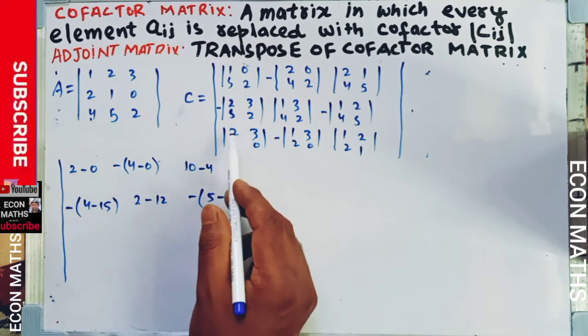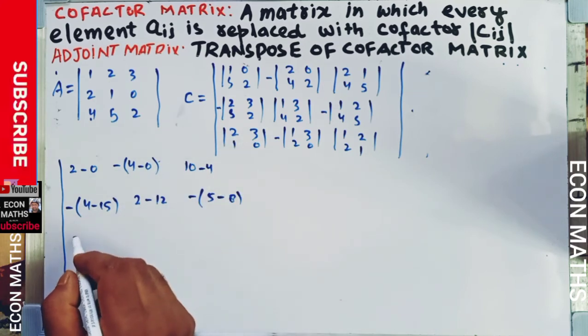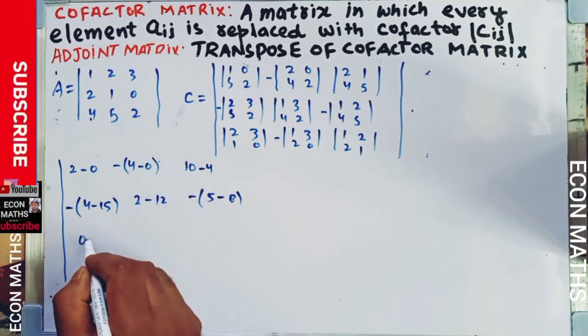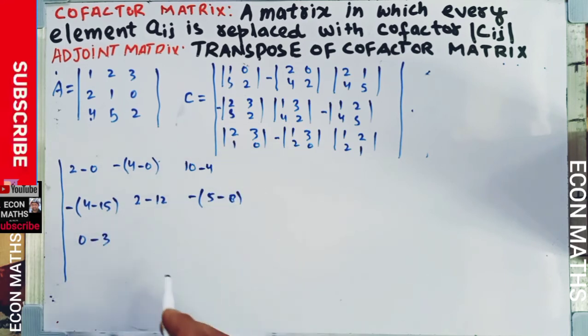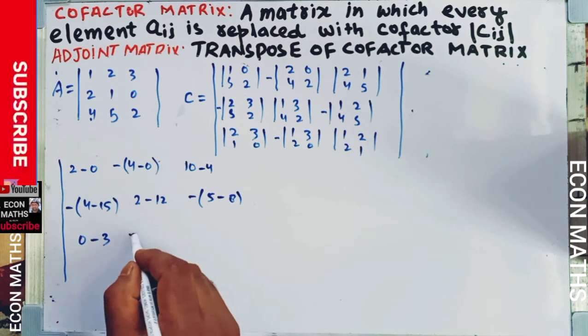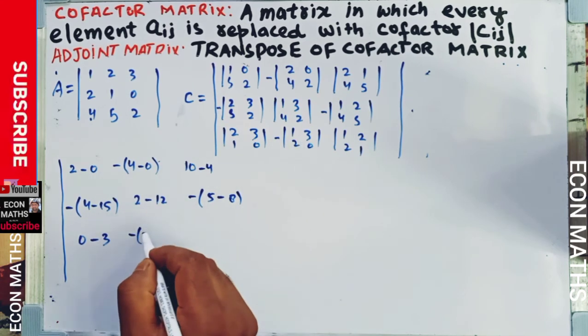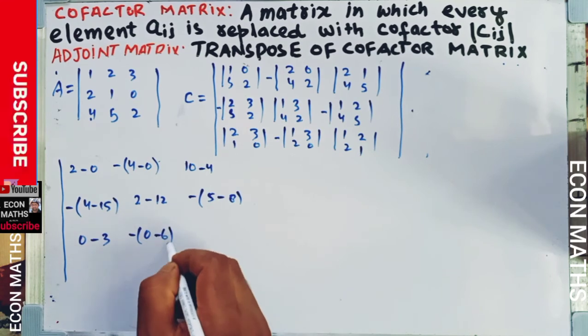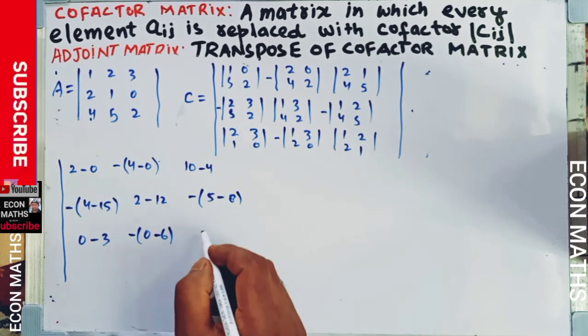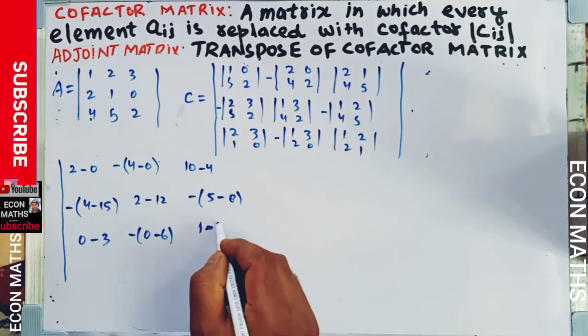Similarly here this is 2 zeros are 0, this is 2 zeros are 0, minus 3 1s are 3. Here it is minus is with it, that is 1 zeros are 0, minus 2 3s are 6. Similarly here it is positive, so 1 1s are 1, minus 2 2s are 4.